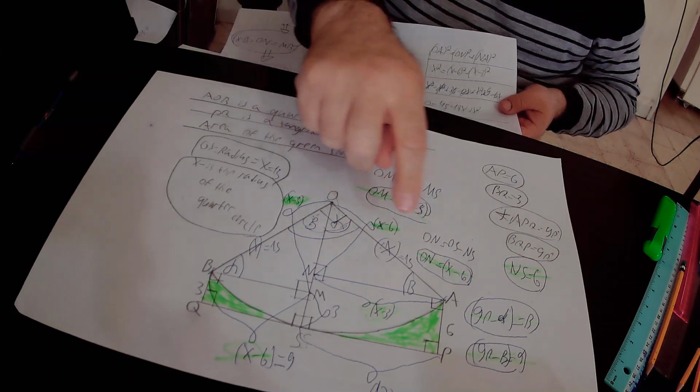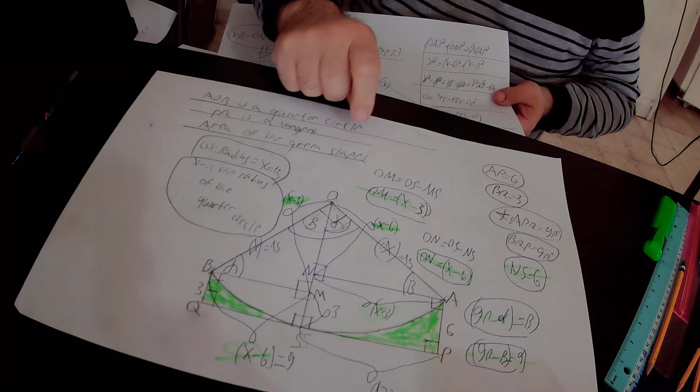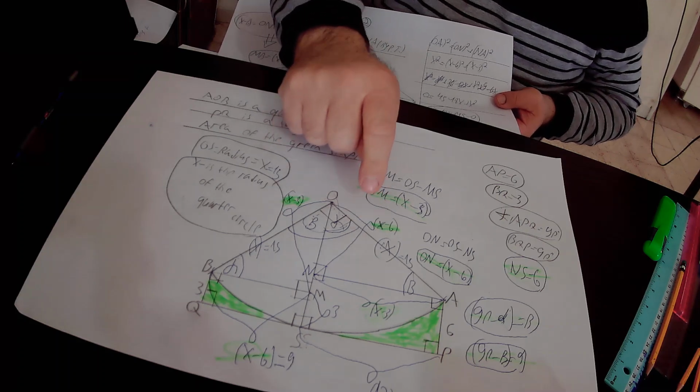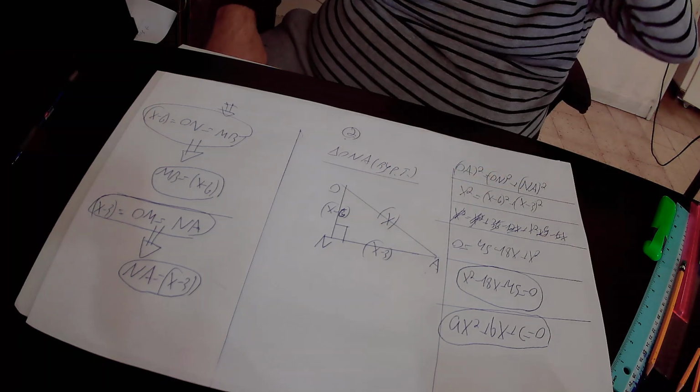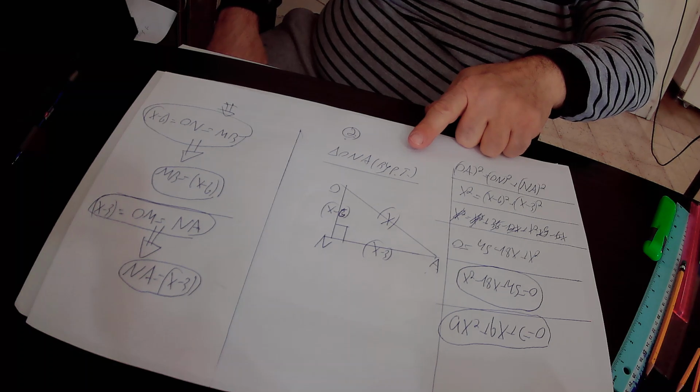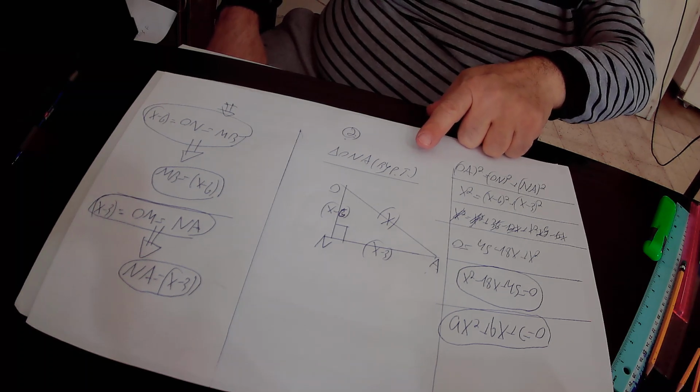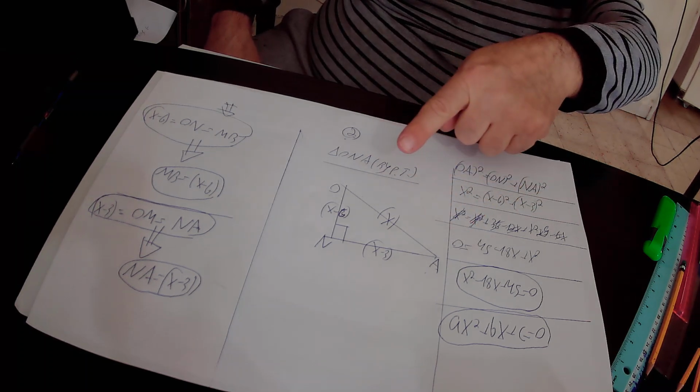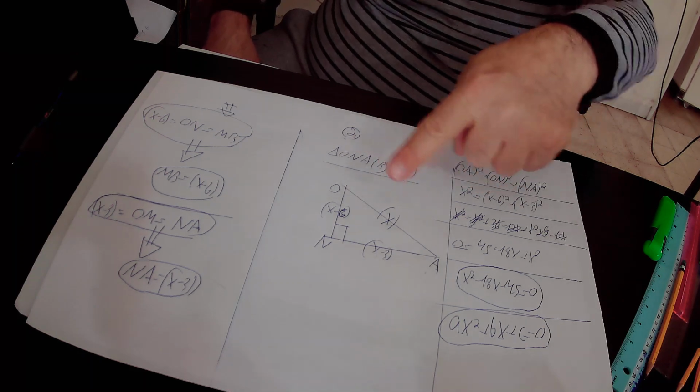In the next step, I copied the right triangle AON onto a new page and applied the Pythagoras theorem to it. So this is the right triangle AON that I copied from the original drawing. Here PT is short for Pythagoras theorem. According to the Pythagoras theorem, in the right triangle AON, AO squared equals ON squared plus NA squared.